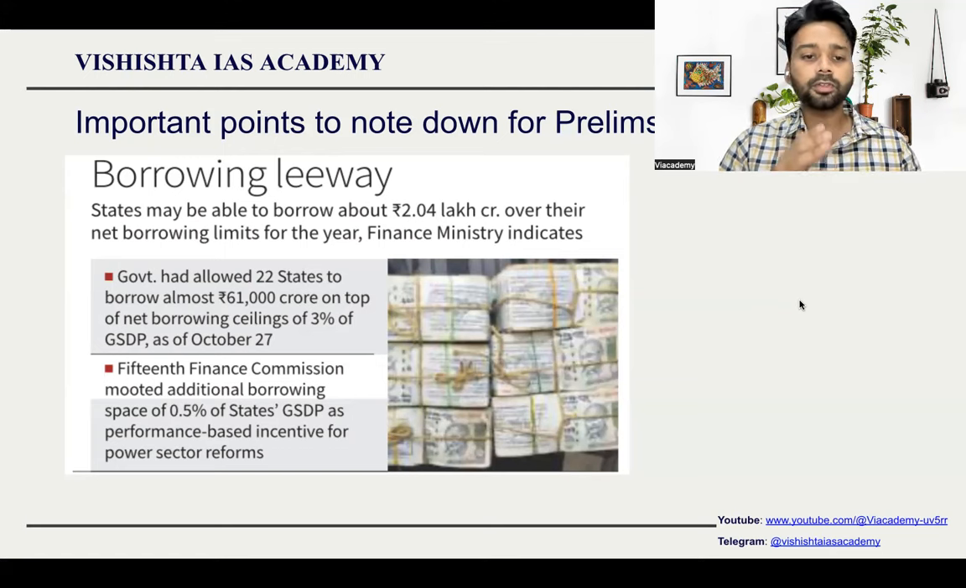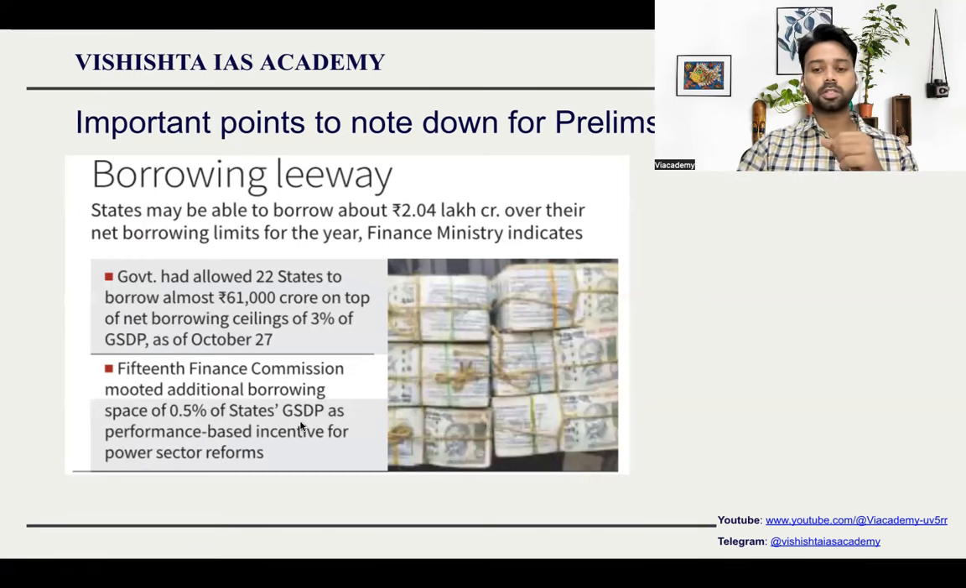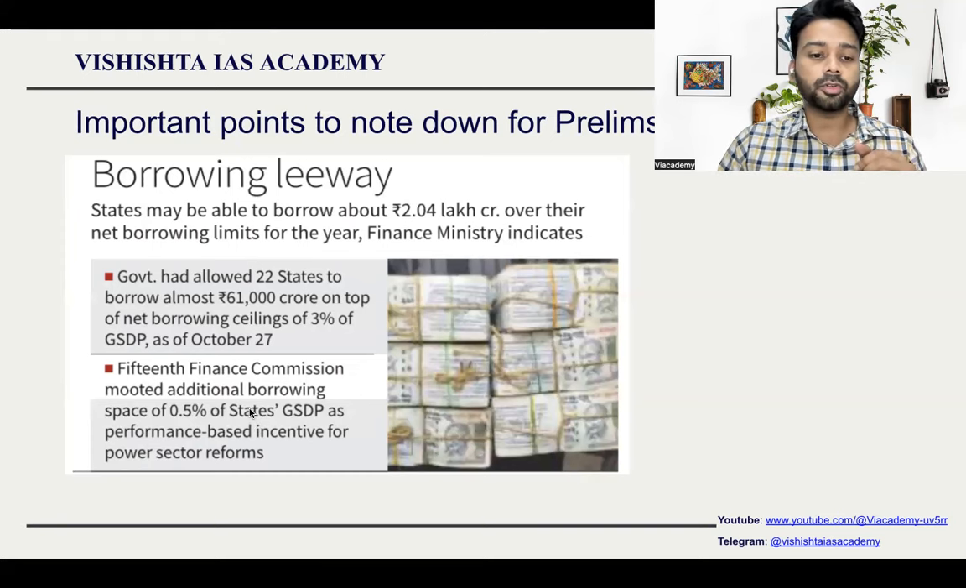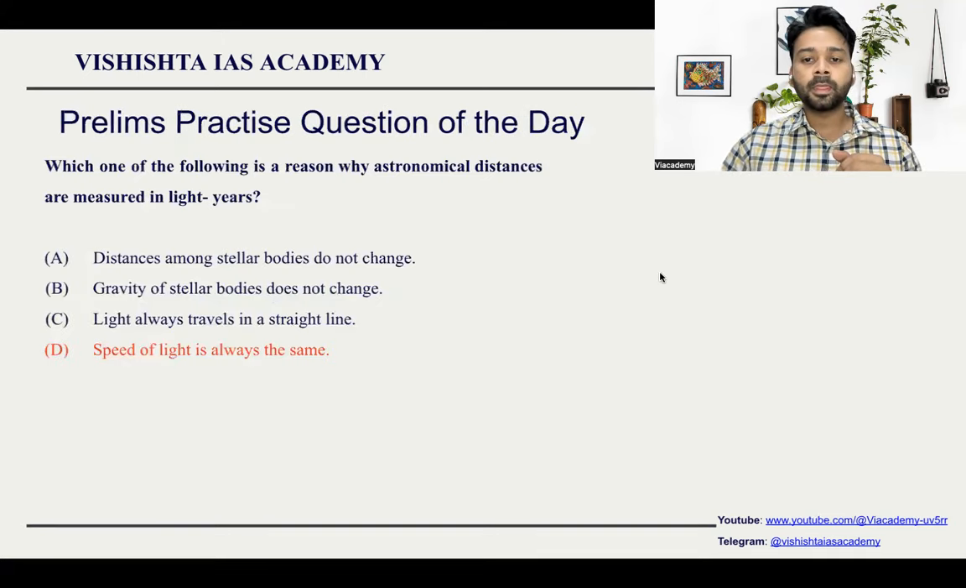So the government has allowed 22 states to borrow almost 61,000 crore on top of their net borrowing ceilings. That is 3% of gross state domestic product. All these points become very important for your prelims. The 15th Finance Commission mooted additional borrowing space of 0.5% of states' GSDP. Anything related to the Finance Commission becomes very important for your prelims examination.